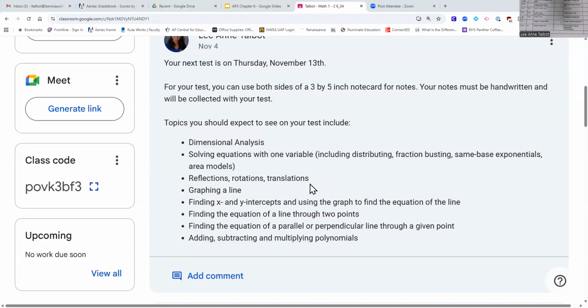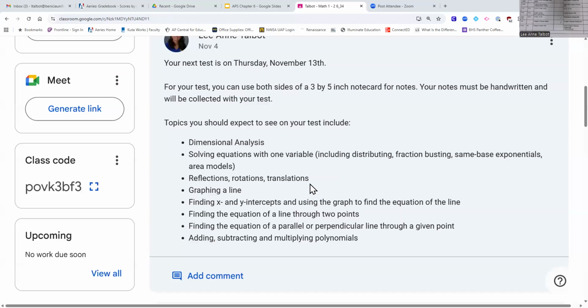Graphing a line. Finding x and y intercept and using the graph to find the equation of a line. We haven't done that in a while, but you have notes and stuff on it, so you have to flip back in your notebook and find that. Find the equation of a line for 2 points. You just did that on the review notes. Finding the equation of a parallel or perpendicular line for a given point. We just did that in the review notes.